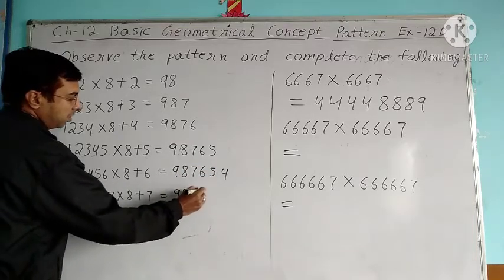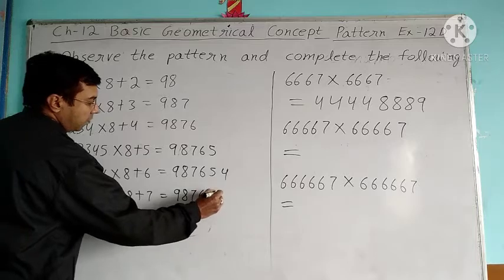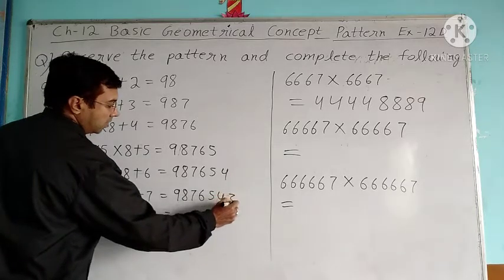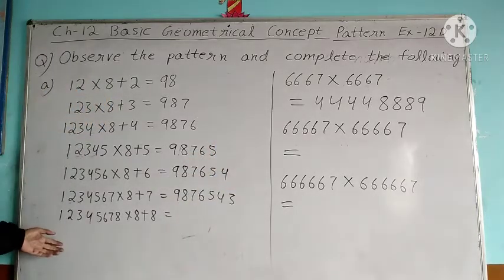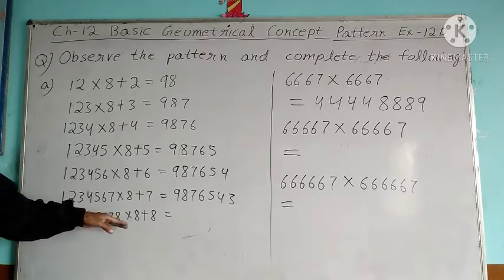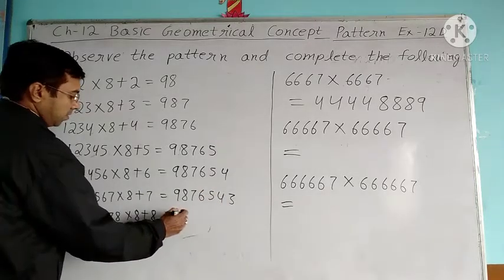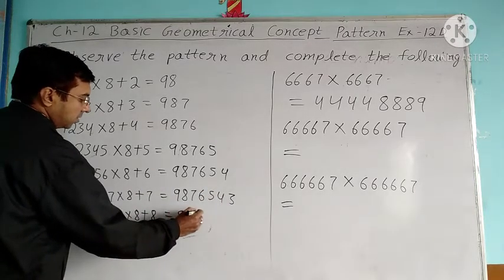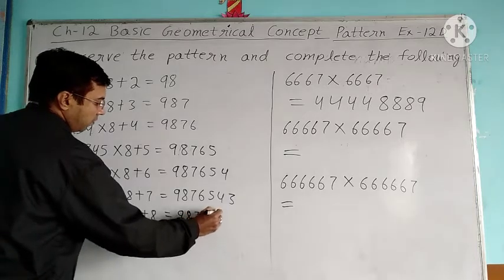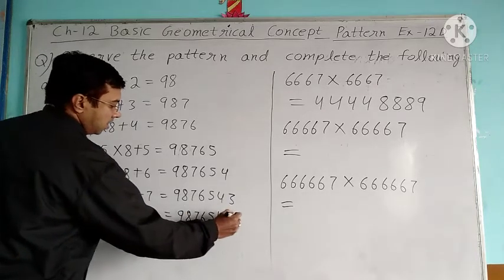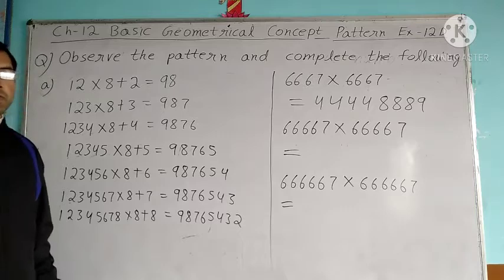9, 8, 7, 6, 5, 4, less than 4, 3. Clear? Now 1, 2, 3, 4, 5, 6, 7, 8. Multiply 8 plus 8. We will write all this. Clear? 9, 8, 7, 6, 5, 4, 3, less than 3, 2.